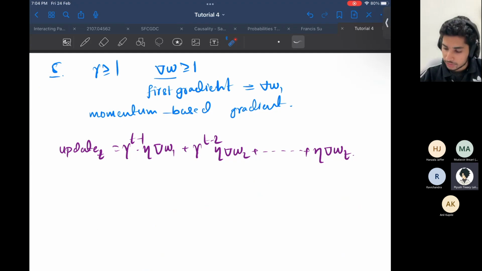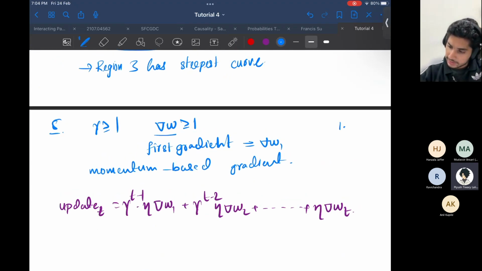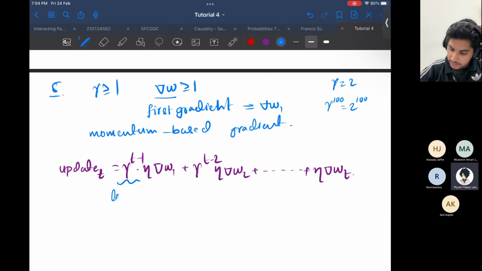I hope you remember that, let's say I am at some time instant t. If the value of gamma is greater than 1, gamma raised to t minus 1 will be a very large number. Will you agree with that? Let's say gamma equal to 2. If gamma is greater than or equal to 1, I can take any value, so let's say I take gamma to be 2. Now let's say I'm at time instant 100. So gamma raised to 100 will be 2 raised to 100, which is a large number. So this will be very large.